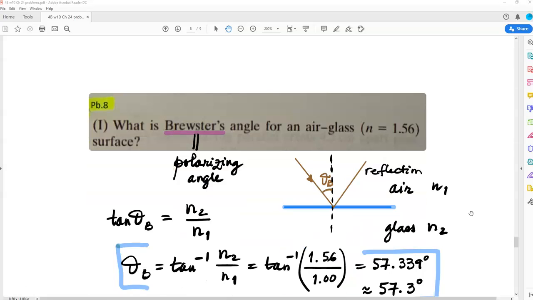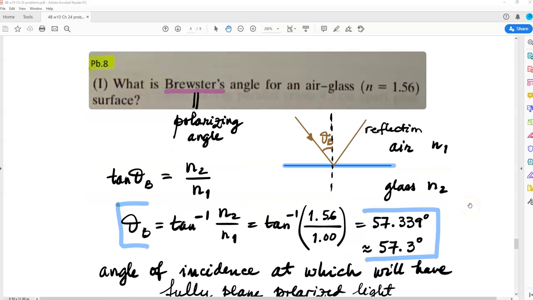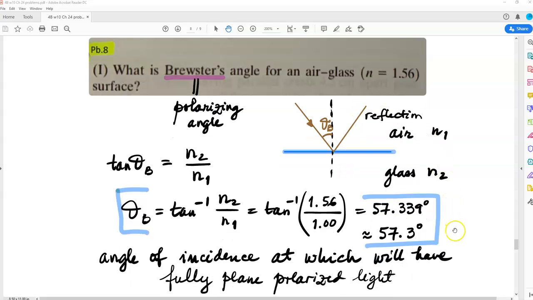Let's see the next problem. This is a very simple one, but I wanted to bring it in case you haven't read the textbook yet about it. What is Brewster's angle? Brewster's angle is nothing else but the polarizing angle. And what is the polarizing angle? It's an angle of incidence, measured from the normal between two media, at which you will have fully plane polarized light, meaning most of it, if not 100%, comes out polarized.